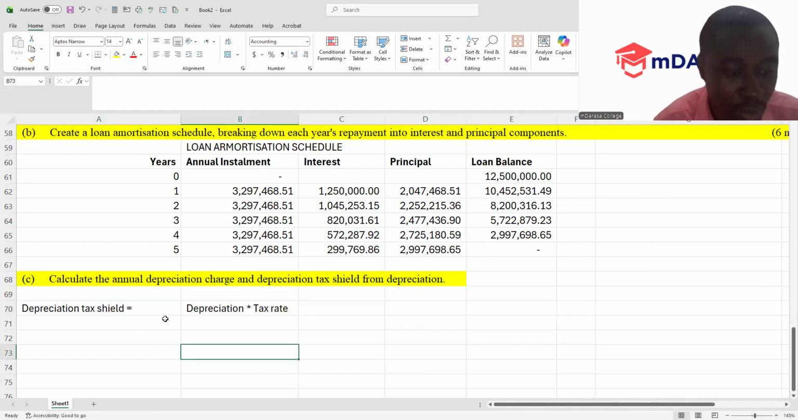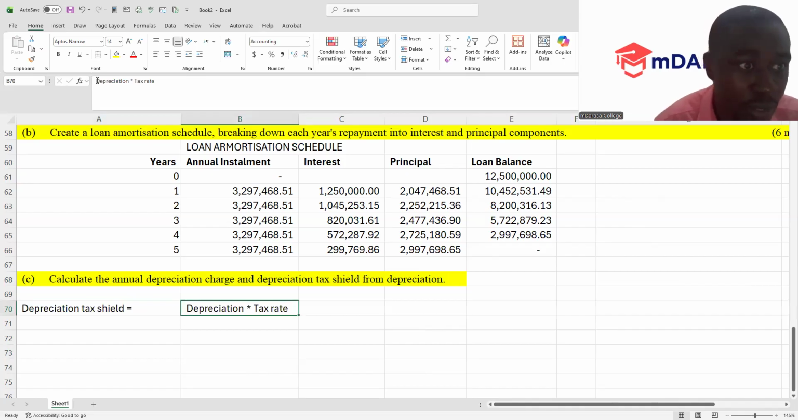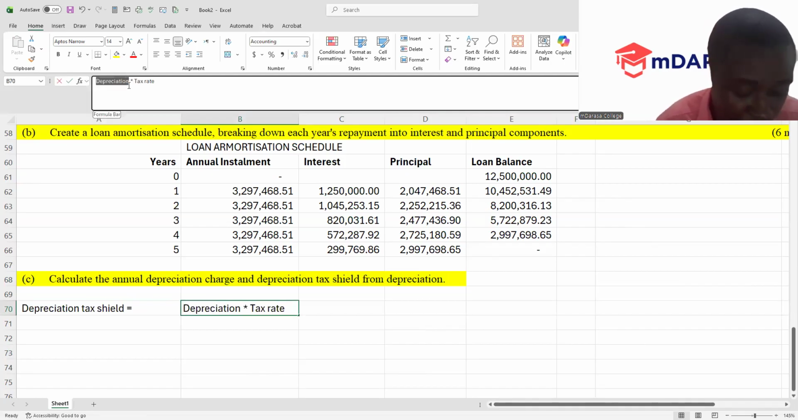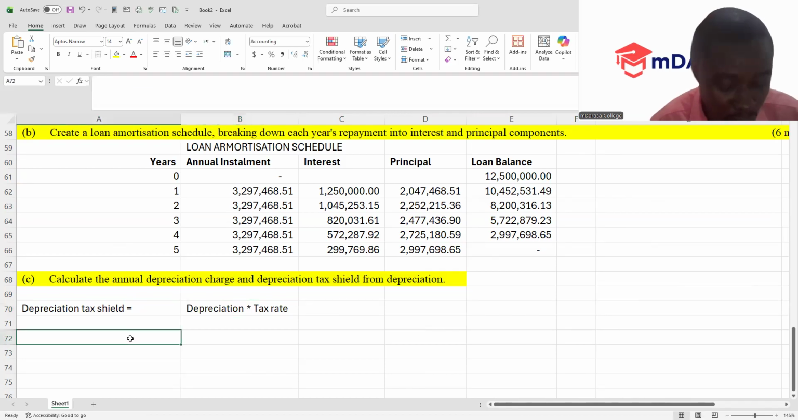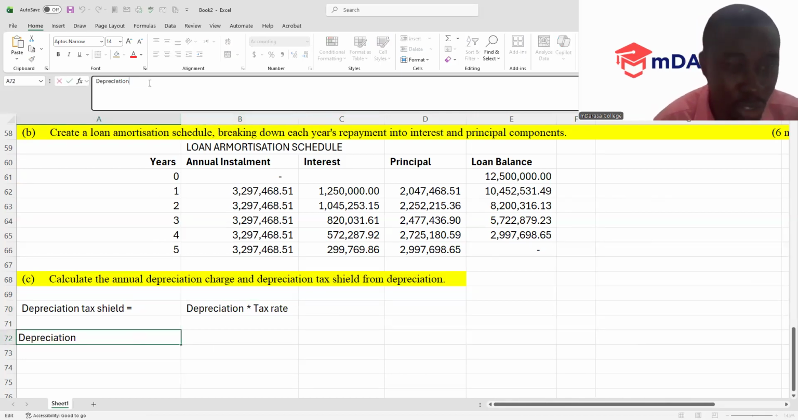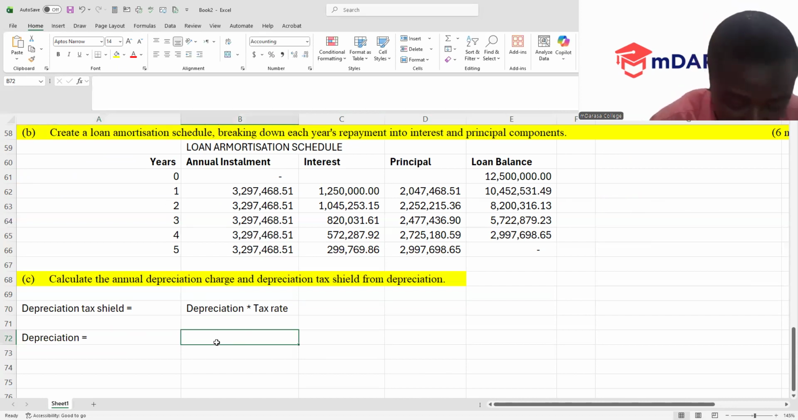And what about our depreciation? Given that you're told we're using straight line, it is important to recall how to go about depreciation using straight line, where we normally consider cost minus residual value if there is any.